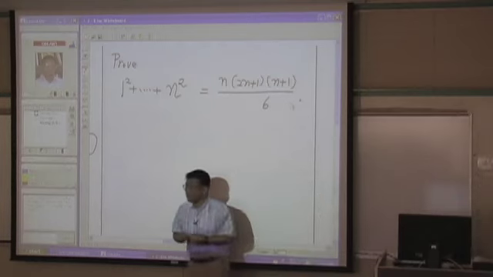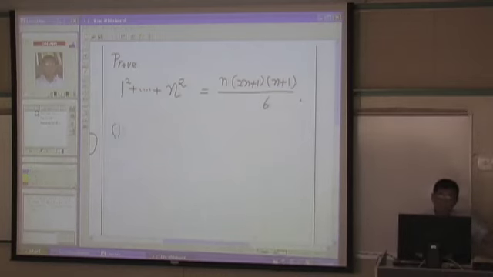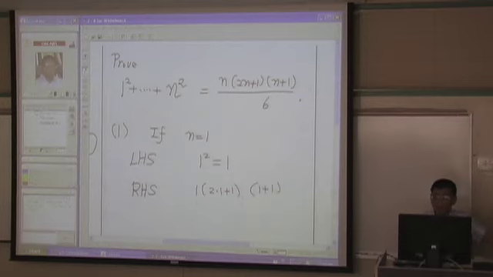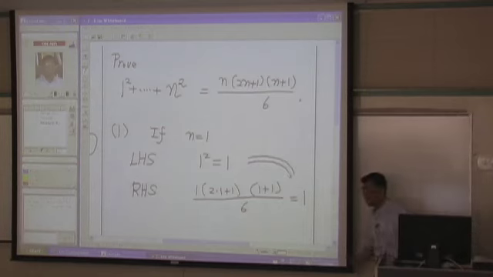Then what should we do? First of all, if n equals 1, then the left side is 1 squared, and the right hand side is 1 times (2 times 1 plus 1) times (1 plus 1) over 6. And as you can see, 1 times 3 times 2, 6 over 6, is 1. So the left side is equal to the right side, right? We are done. Now the second part.